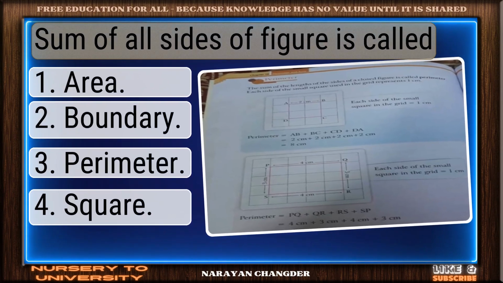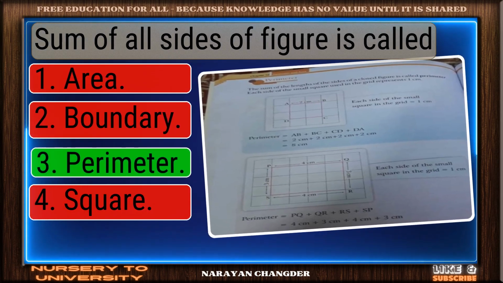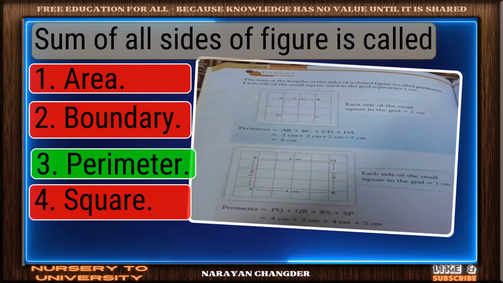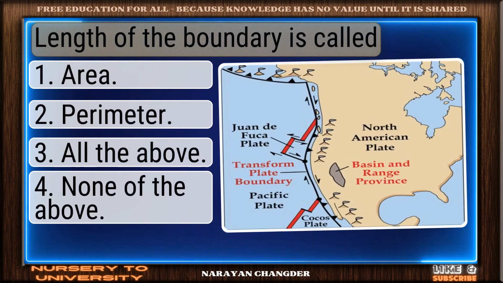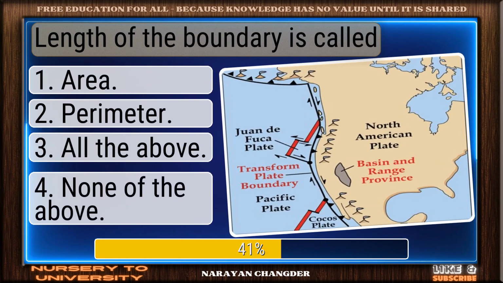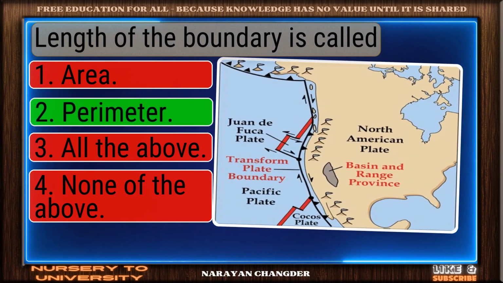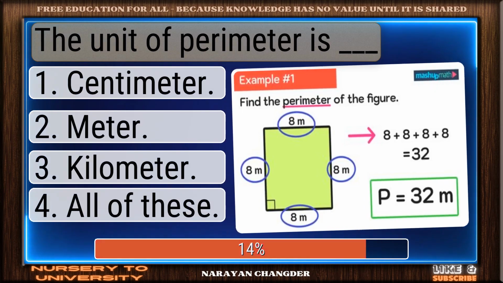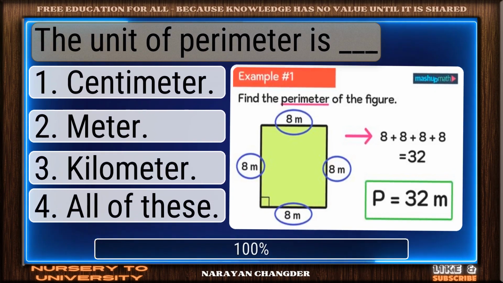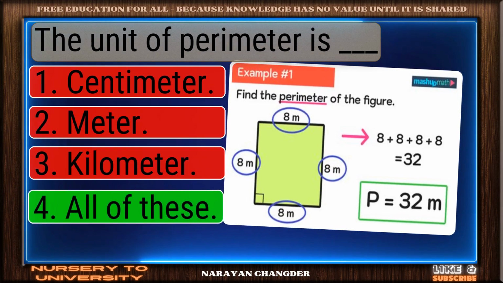Sum of all sides of figure is called. Great thinking. Perimeter is the right choice. Length of the boundary is called. On track. Perimeter is the correct answer. The unit of perimeter is dash. Excellent. All of these is a brilliant choice.